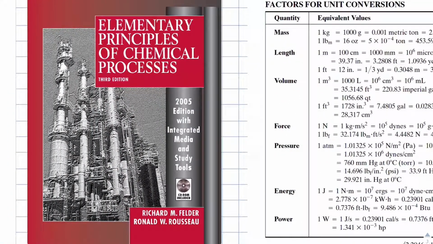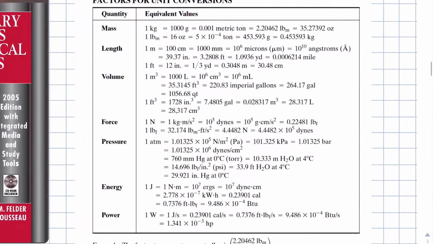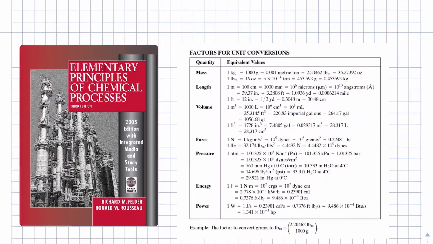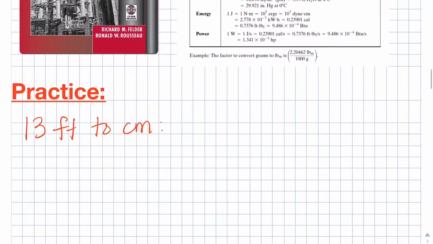Just as a reference, I'm using the Elementary Principles of Chemical Processes book, and this is by Felder and Rousseau. It's a great resource for beginning chemical engineers. This is where this table came from. As you can see, they have mass, length, volume, force, pressure, energy, power, all of those units that we talked about in the previous video, which I will link in this video. And they have all the different conversions between them. They even have some units we haven't talked about. And like I said, they're just units that you're going to have to become used to using. So let's do some practice here using this table.